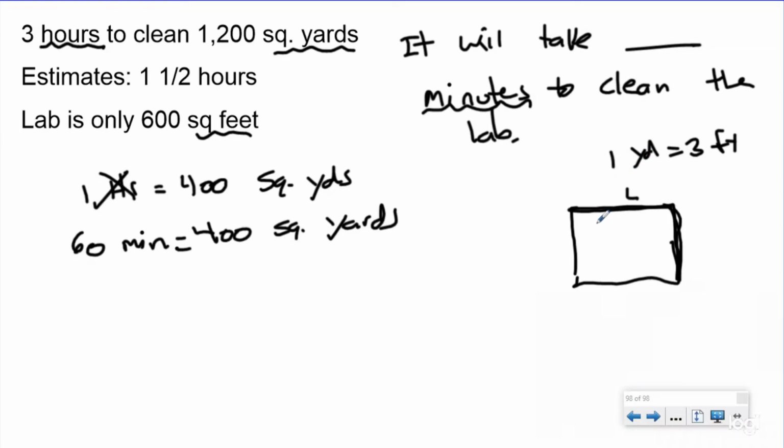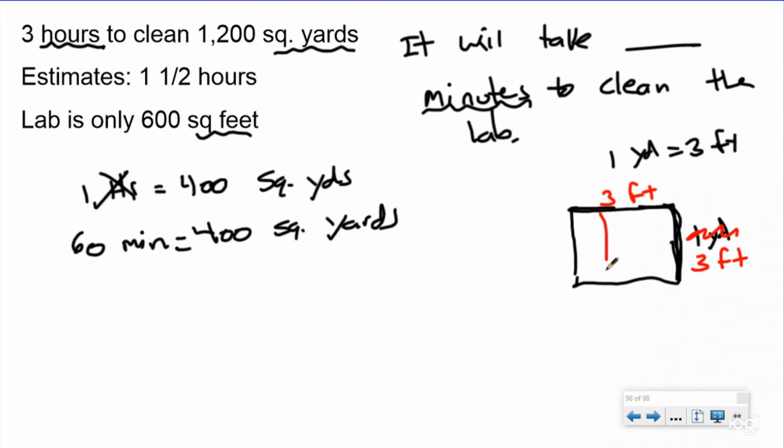So here's my 1 square yard, and I know that my square yard is 1 yard by 1 yard, right? My 2 dimensions, my length and my width, are both going to be 1 yard if this is a square yard. Well, 1 yard is really equal to 3 feet. So both of these yards, if I want to convert this to square feet, would be 3 feet.